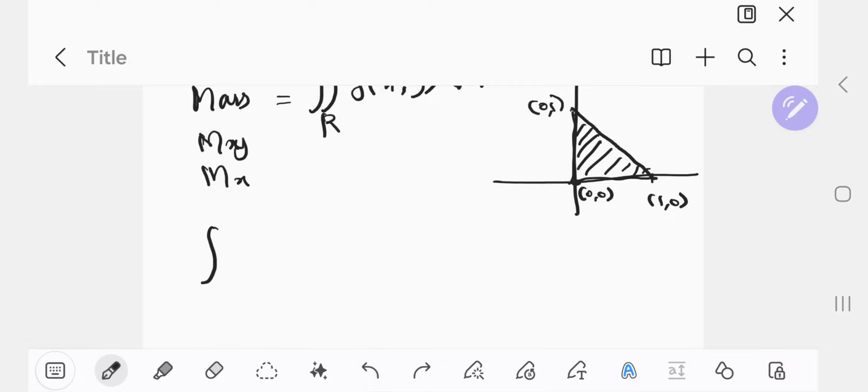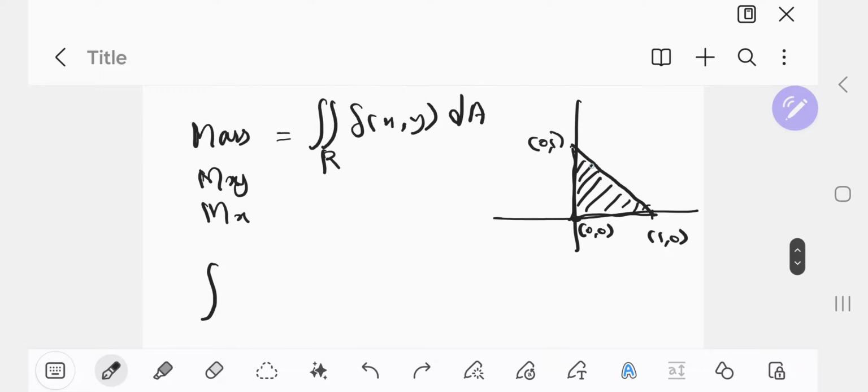It is already written. Then what will be the limits? This can be considered as a type 1 region as well as a type 2 region. What is the equation of this line? The line passing through (0, 1) and (1, 0). You can take the two-point form equation. You can see it is going through 1 on the x-axis and 1 on the y-axis, so it will be x plus y equal to 1. For those two points, x plus y is equal to 1. So that will be the equation of that line.